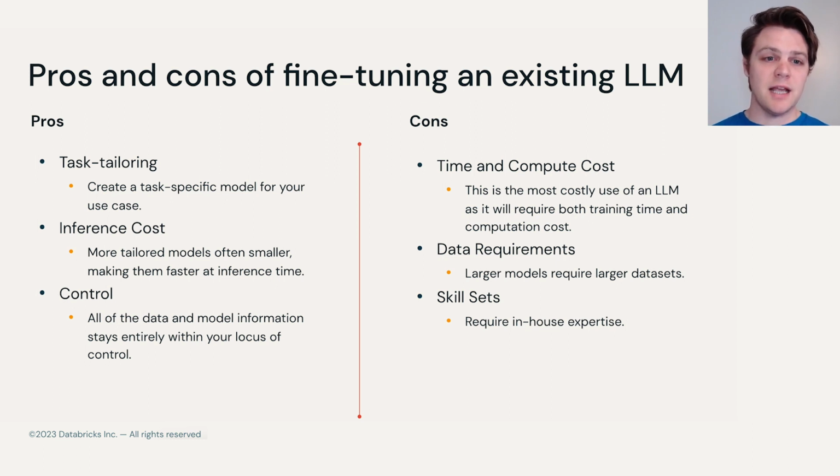We also tend to save on inference costs, as a very tailored model, if it's for a specific use case, can often be smaller than a large model that we're using few-shot or zero-shot learning for. We also control all of the data of the model and the data set so that everything stays within our locus of control. There is a downside to some of this, as we do need to invest time and computational cost in fine-tuning this model, though it's not too bad.